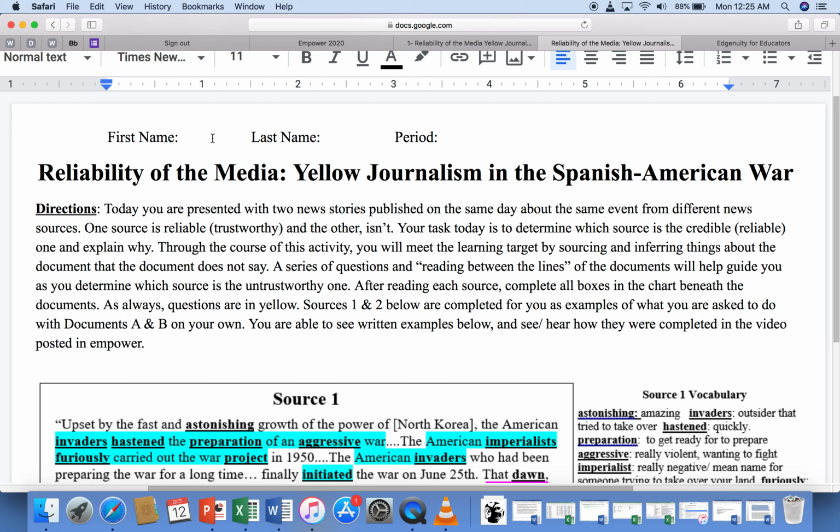What we're going to do here is take a look at the directions. I'll read through them. Then we'll take a look at the assignment as a whole, and then we'll do the example portion so that you can see what you're expected to be able to do. So let me start with the directions here.